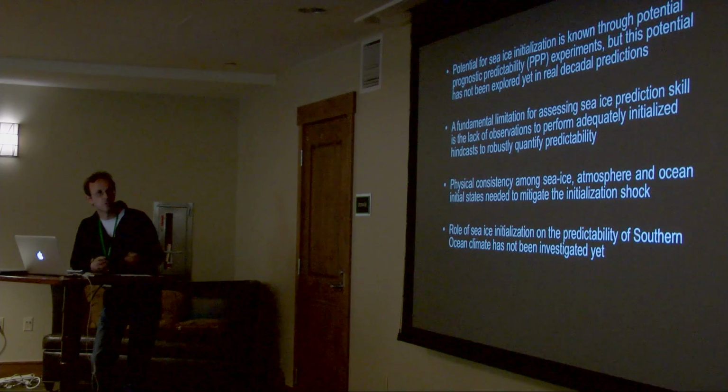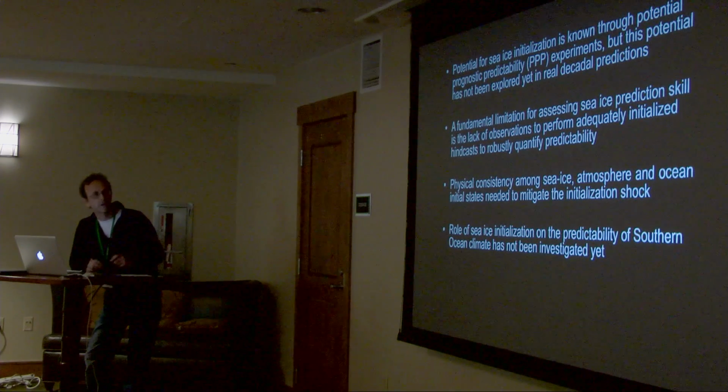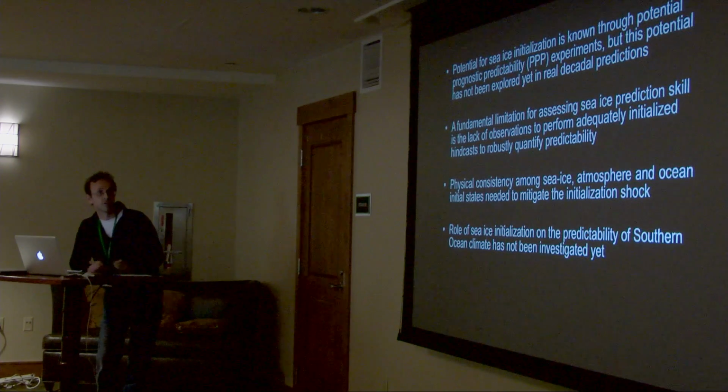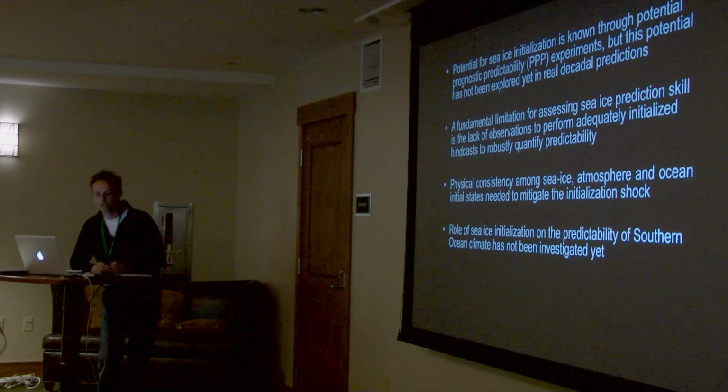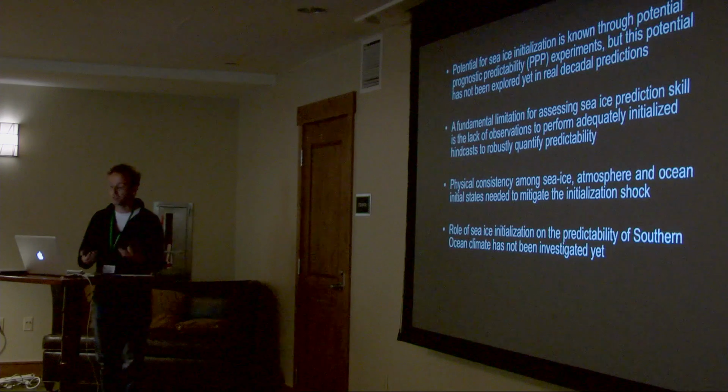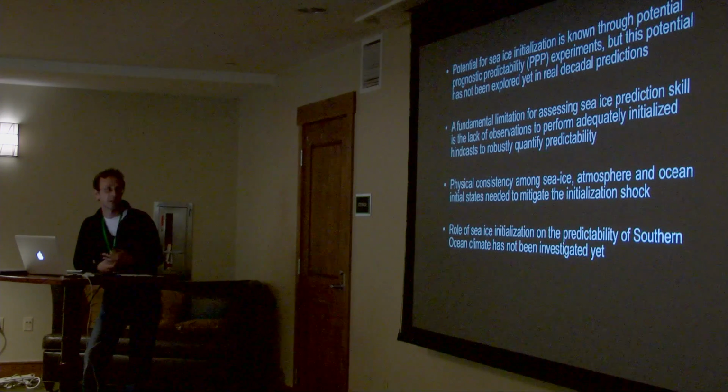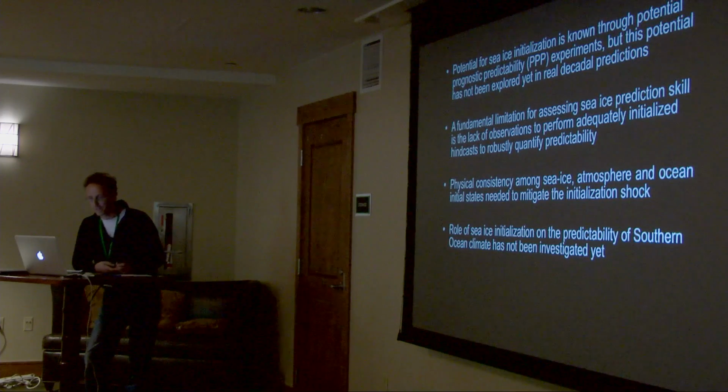And that's clearly a fundamental limitation which is not affecting only sea ice but also other components of the climate system. But another issue is the physical consistency among the sea ice, atmosphere and the ocean initial states. If we want to properly initialize a coupled system, we need to take care of a well-balanced initialization, and we need to take care that all these components are somehow consistently initialized with each other in order to reduce the impact of possible shocks after initialization, which would have a detrimental effect on the forecast skill.